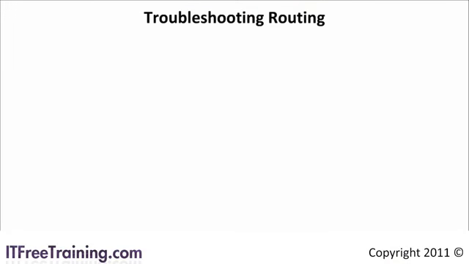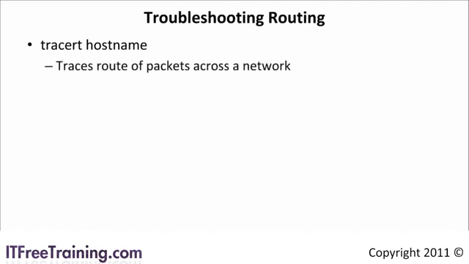Once you set up your network or start supporting one, you are going to have times when users complain that their network communications are not getting through. There are two important tools that Windows Server 2008 uses to help troubleshoot routing problems on your network. The first command is tracert, otherwise known as traceroute. Traceroute shows you the path that packets take across your network.